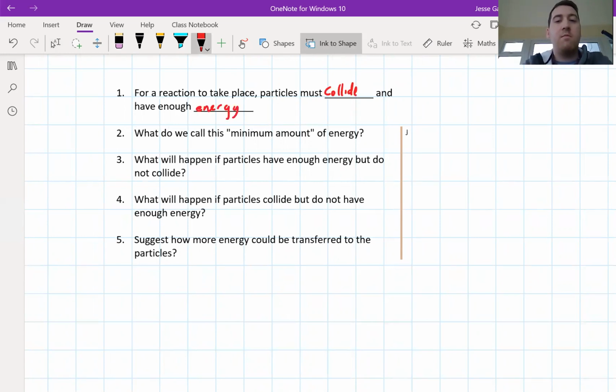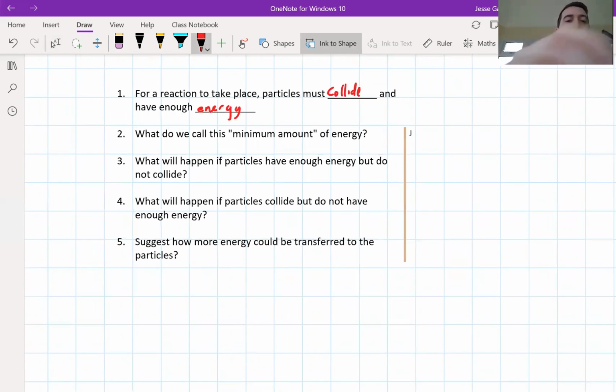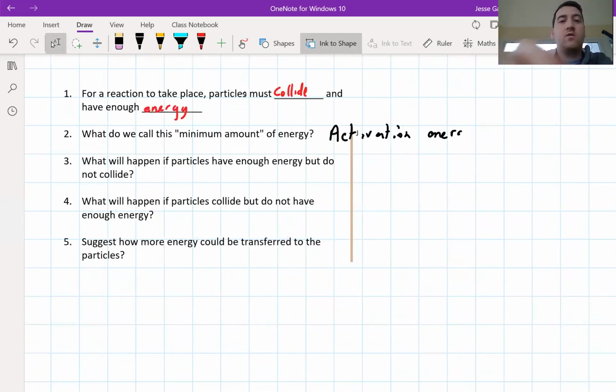What do we call this minimum amount of energy? So we would call this the activation energy. Hope at this stage that's quite straightforward. We've done this a couple of times. So make sure you either tick them or fix them.